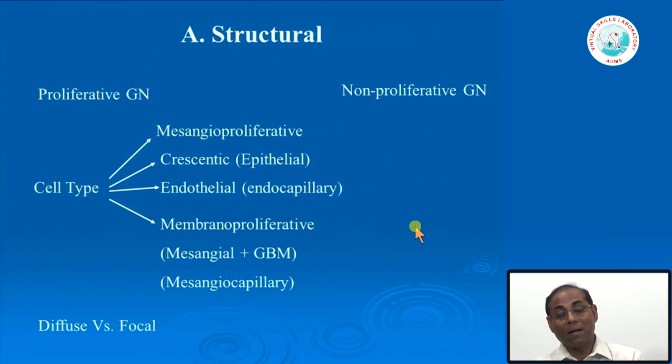Then we use another terminology which we usually call membranoproliferative glomerulonephritis. Now, if you remember this terminology, then you can describe the pathology. The membrano means the glomerular basal membrane. Usually it is thickened or there is a split, so there is abnormality in the glomerular basal membrane, and the proliferative component comes from the mesangial cells. That is why another terminology used to describe membranoproliferative glomerulonephritis is mesangiocapillary glomerulonephritis. And all these proliferative glomerulonephritis can happen diffusely.